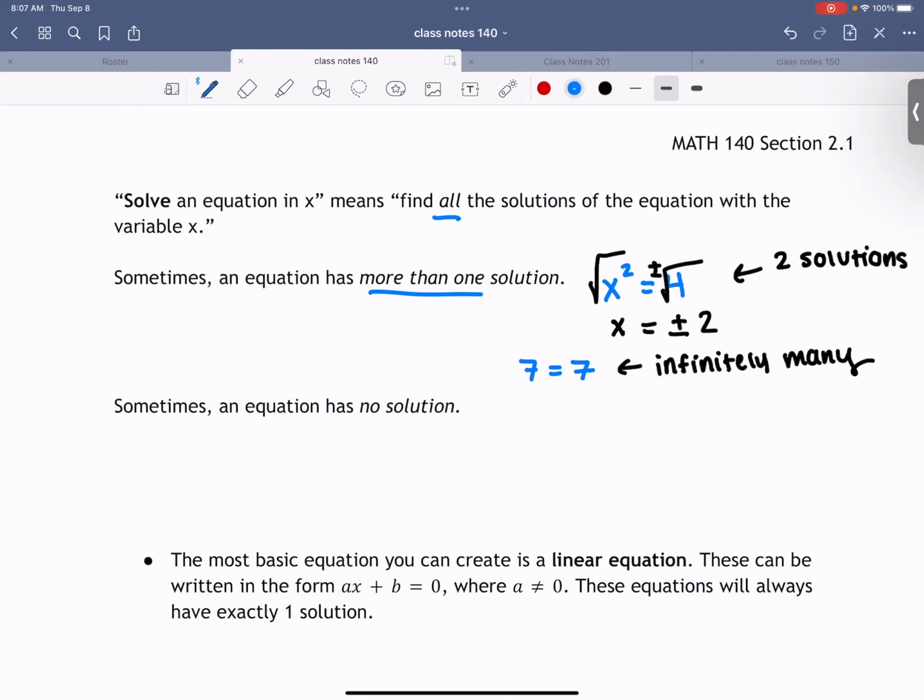Okay. Now let's talk about something else. Sometimes an equation has no solution. So instead of more than one, it has no solution. Any examples of equations that have no solution? Well, we got 7 equals 7 here. Oh, Steven?